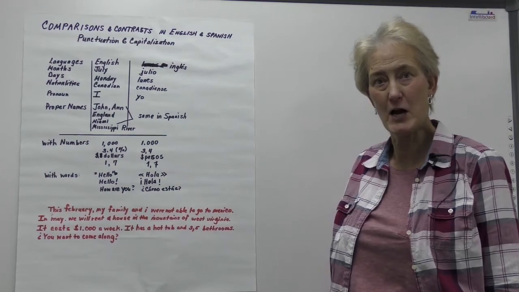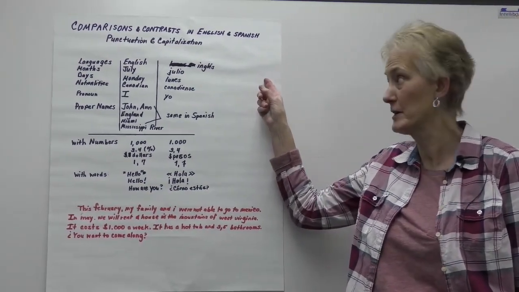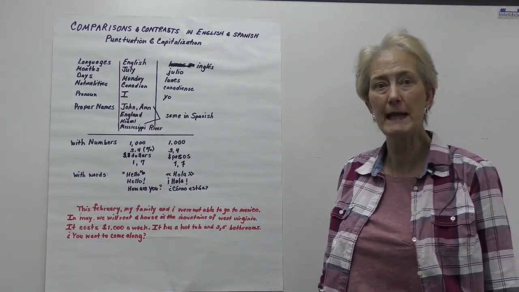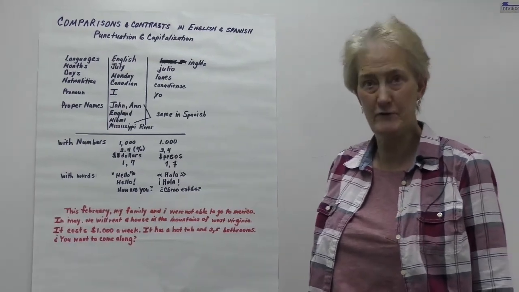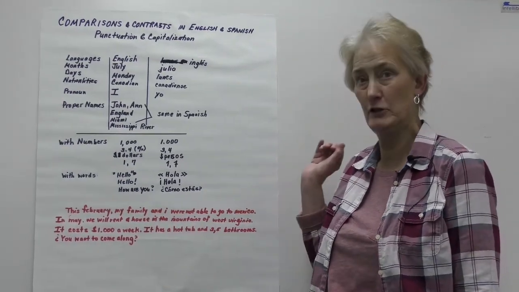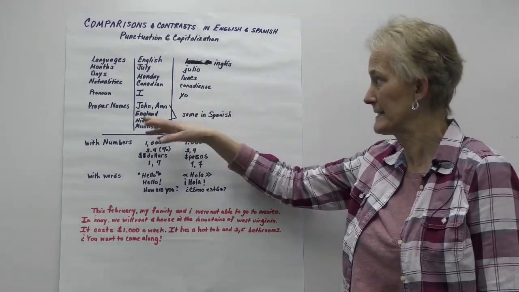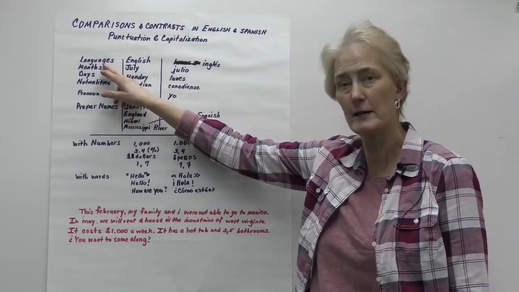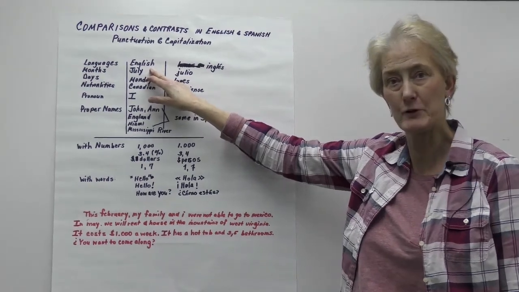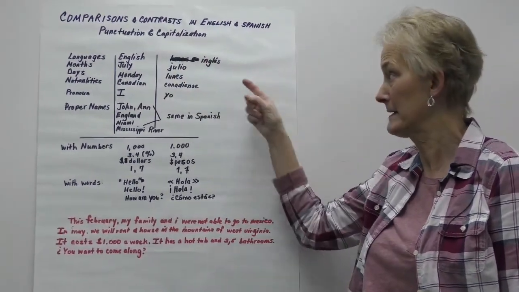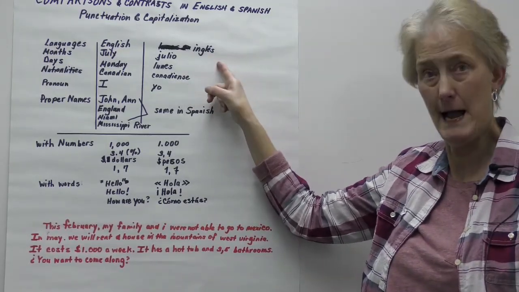The video this time is on comparisons and contrasts between English and Spanish as far as punctuation and capitalization. There are a good many differences in Spanish and English when it comes to the differences in markings. For example, when we're talking about languages, in English, we have English with a capital E. If the Spanish people are saying English or inglés, it's with a small i.